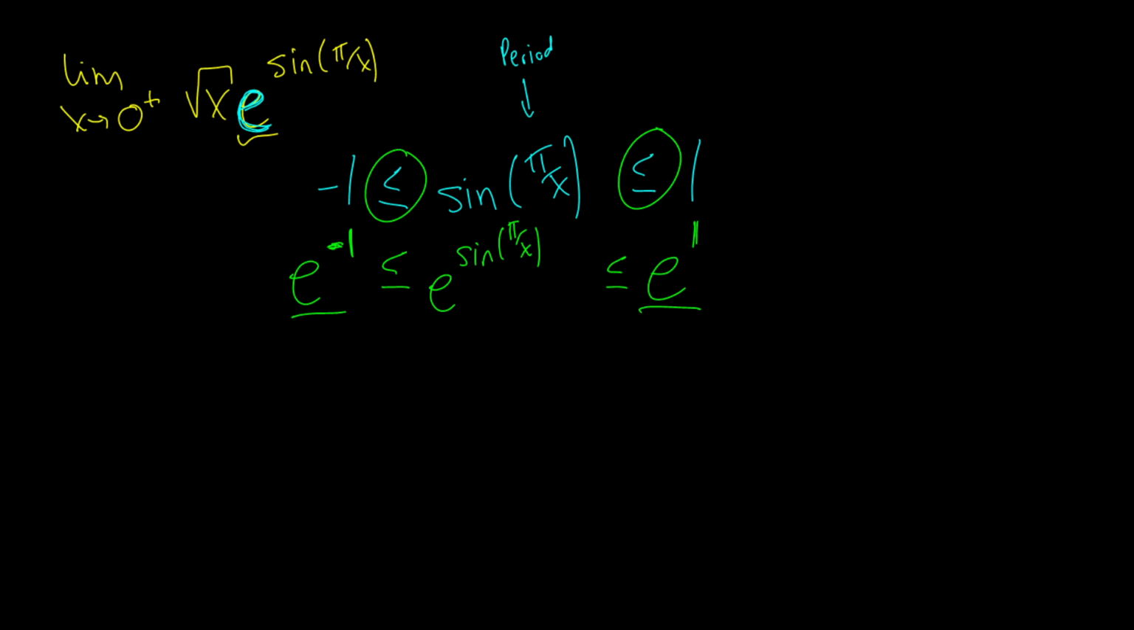Alright. Now, we'll just multiply each side by the square root of x. So we have the square root of x times e to the -1, which is less than or equal to the square root of x times e to the sine of pi over x, which of course is less than or equal to the square root of x times e. I'm going to leave out the 1, it's not necessary. Alright, so now let's take limits.